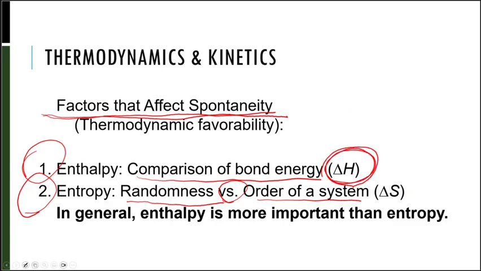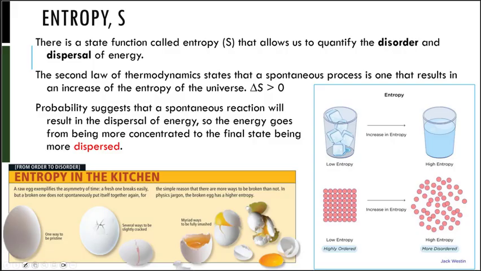Enthalpy is denoted with a delta H. Entropy is a delta S. In general, enthalpy is more important than entropy. This is the first time we've seen this variable S. There is a state function called entropy that allows us to quantify the disorder and dispersal of energy.